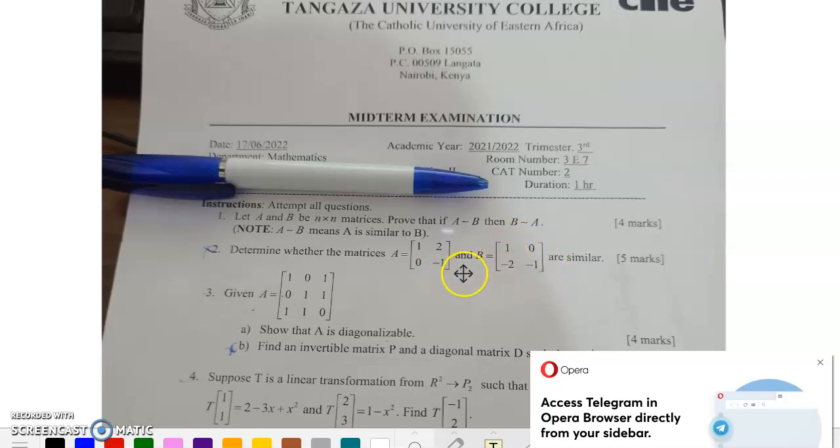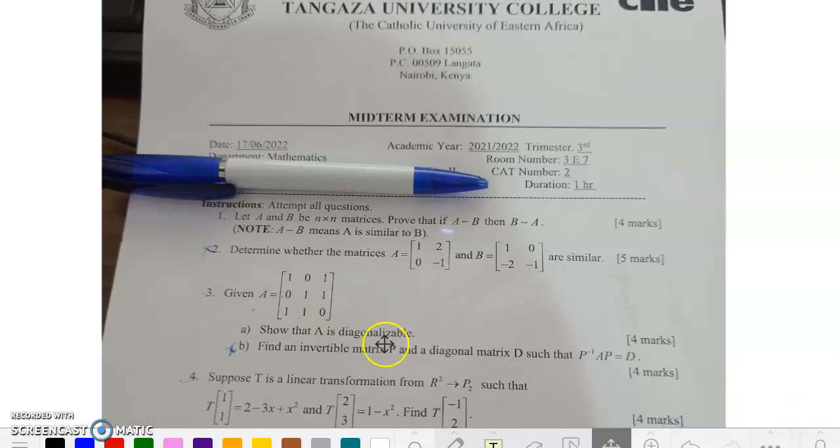You can pause the video and try showing that A is similar to B or that B is similar to A, if you know how to figure it out. Otherwise, you follow us systematically as I take you through this matrix similarity.